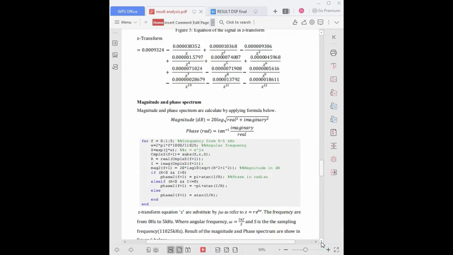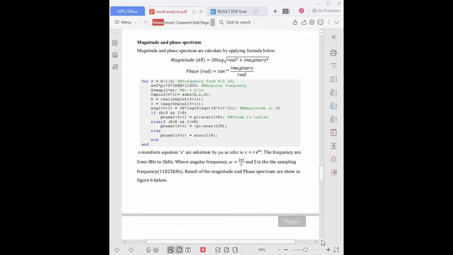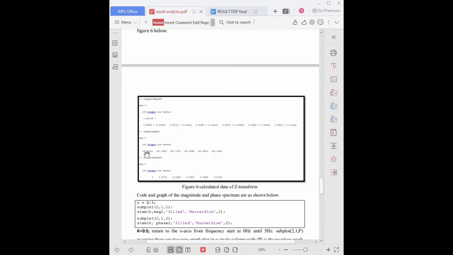The magnitude and phase spectrum can be calculated using the formula of magnitude and the formula of phase. This is the coding written in MATLAB to obtain the magnitude and phase spectrum. The frequency used to obtain the magnitude and phase spectrum is from 0 to 5 kHz. Figure 6 shows the answer of the magnitude and phase.